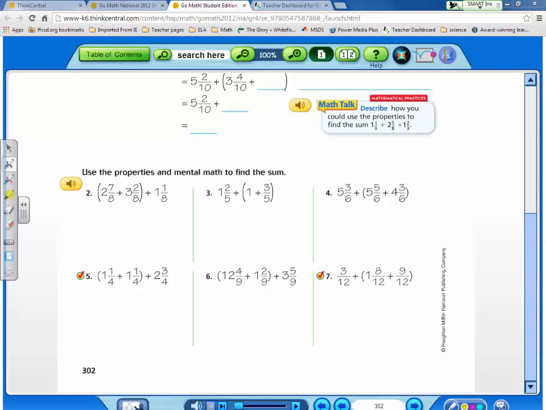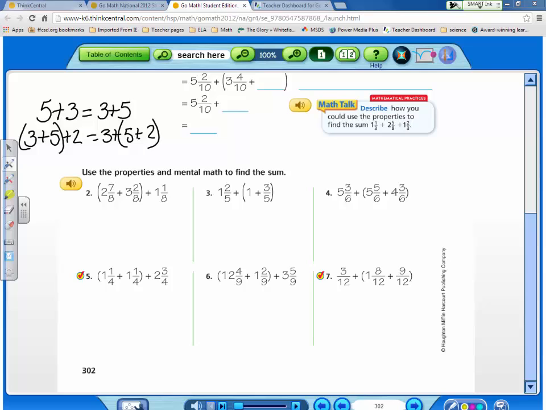Today we are using the associative and commutative properties of addition to help me group and order addends to find sums mentally. Just to remember, the commutative property lets me reorder my addends. For example, 5 plus 3 is equal to 3 plus 5, so I'm able to reorder. And the associative property is where I have parentheses, where I could do (3 plus 5) plus 2 equals 3 plus (5 plus 2). And I can move my parentheses, and the associative property allows me to do that.